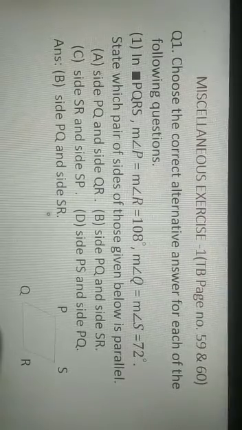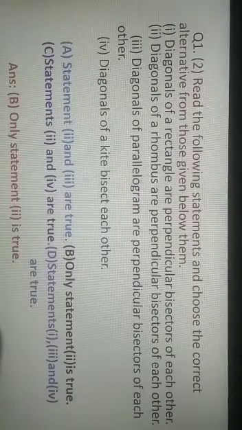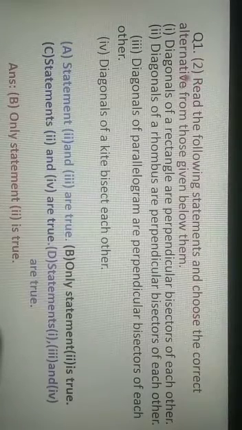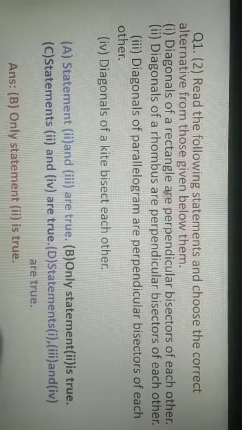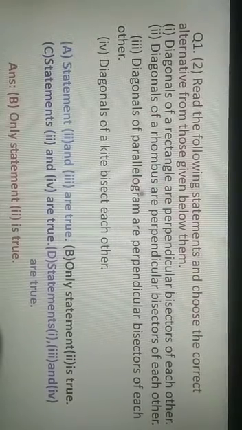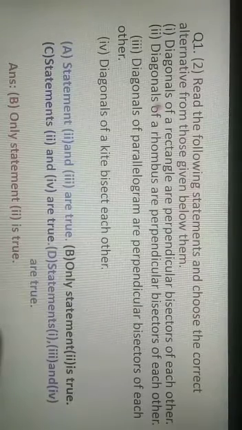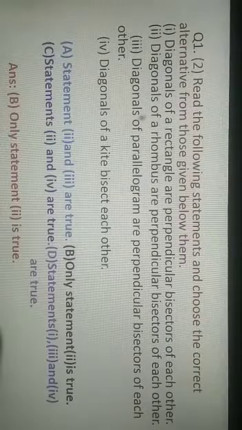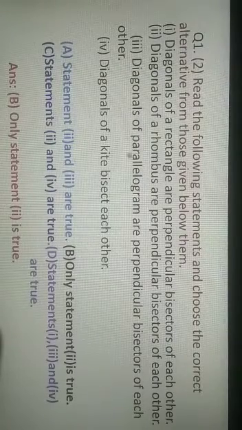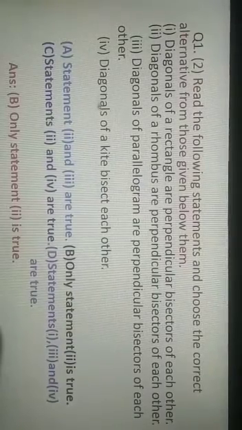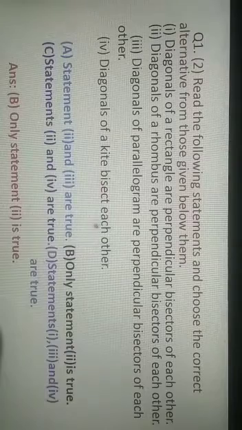Now let's see the next question, question number 1, second part. Read the following statement and choose the correct alternative from those given below. These are the options given, and we have to choose any one answer. Diagonals of a rectangle are perpendicular bisectors of each other. Diagonals of a rhombus are perpendicular bisectors of each other. Diagonals of a parallelogram are perpendicular bisectors of each other. Diagonals of a kite bisect each other.